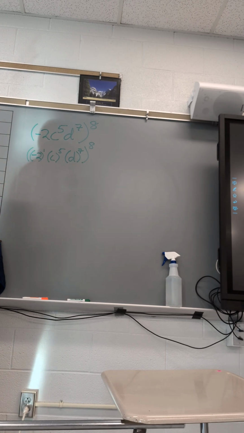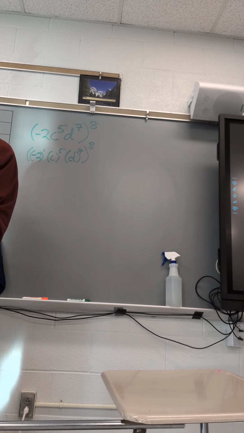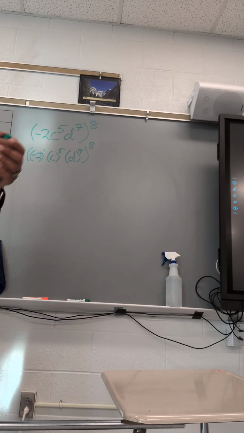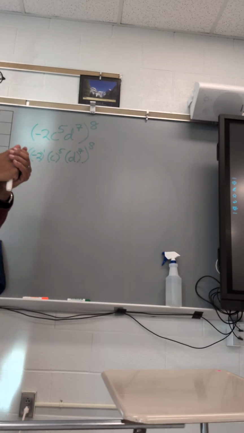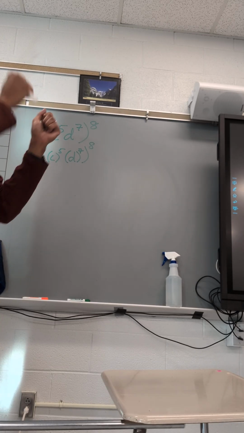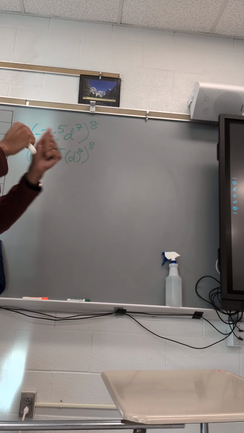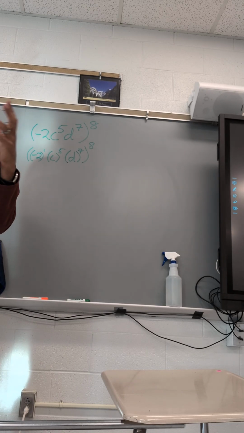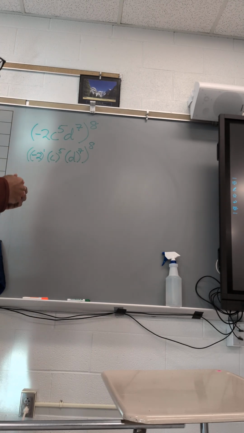Now here's where you have to remember the difference. When we're multiplying variables of the same base, you add the exponents. When you are raising variables to a power, you multiply the exponents. You have to know that. It's like when I said anything divided by itself is 1. You have to know that.